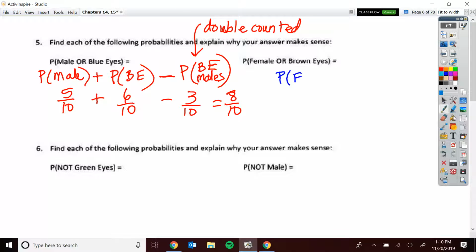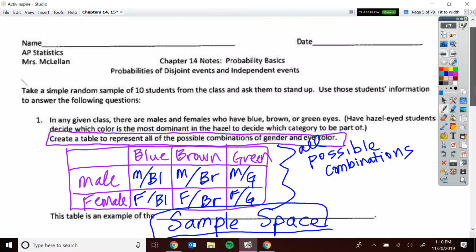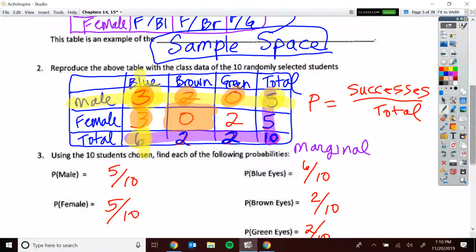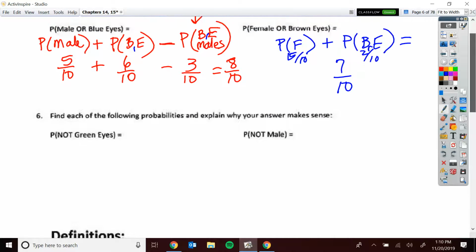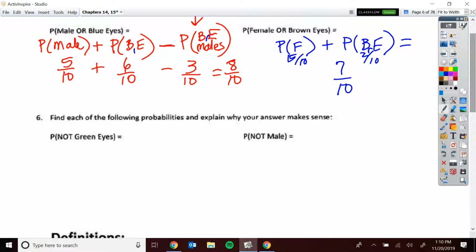We can just add all the females plus all of the brown-eyeds, oh, that's brown, and then this was blue. We can do that, and then we get our answer because there wasn't any double counting. So female was 5, brown eye is 2, so that's a total of 7/10. 5/10, 2/10 for a total of 7/10. Okay, nice.